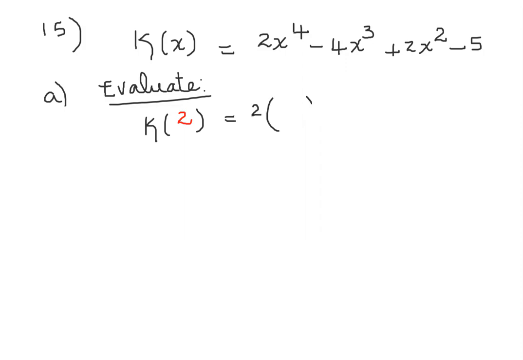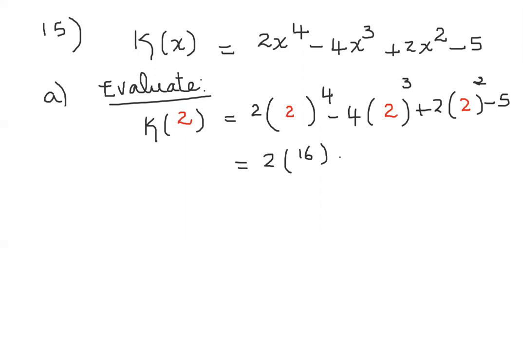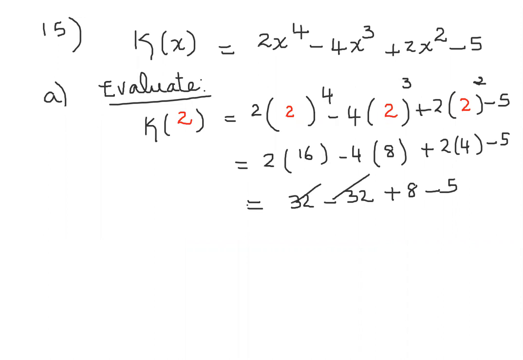So let's do that. So we get 2 times 2 to the power 4 is 16 minus 4 times 8 plus 2 times 4 minus 5. So we are getting 3. So k of 2 is 3.